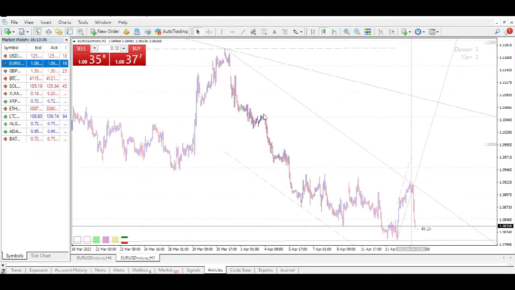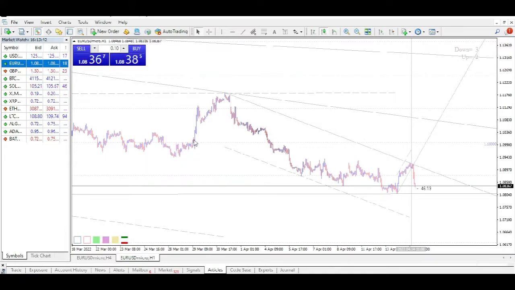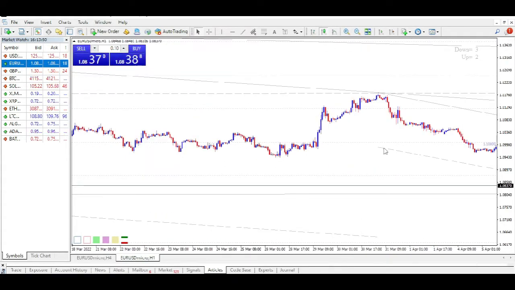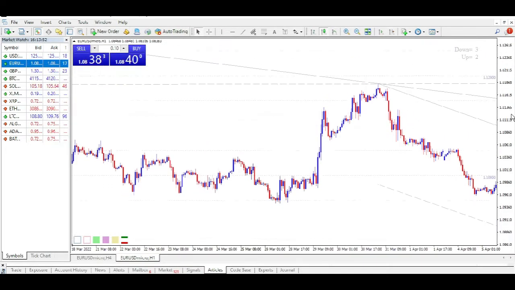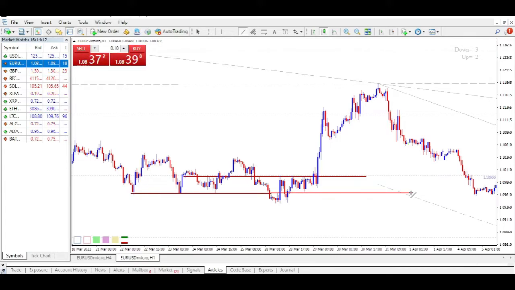Maybe let's load in Euro USD. Okay, let's see. Okay, we'll take this scenario here. But anyway, you can use any scenario that you understand better. Scenarios that you also want to look out for in the markets are scenarios like this, where we have a breakout.